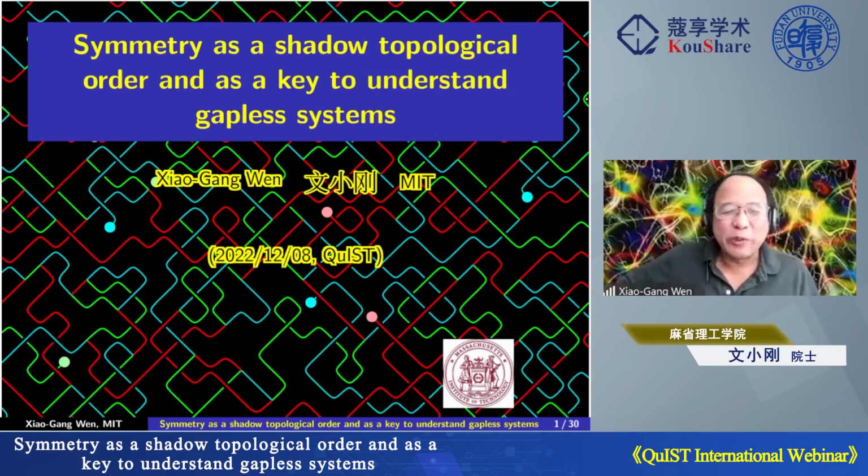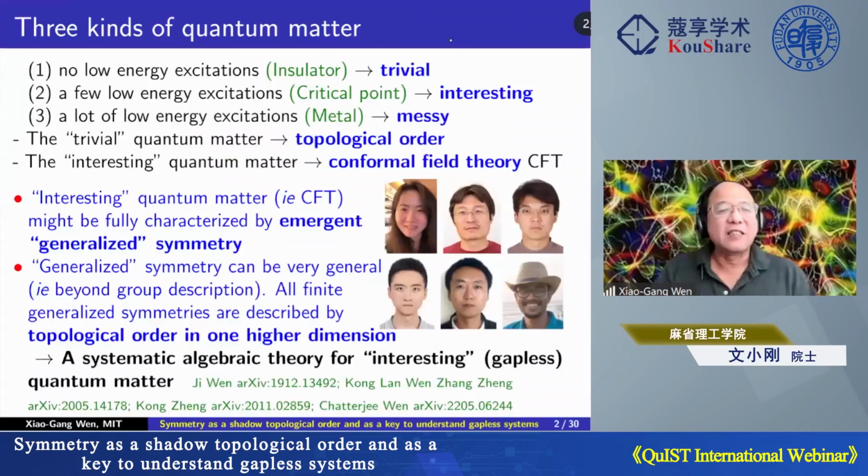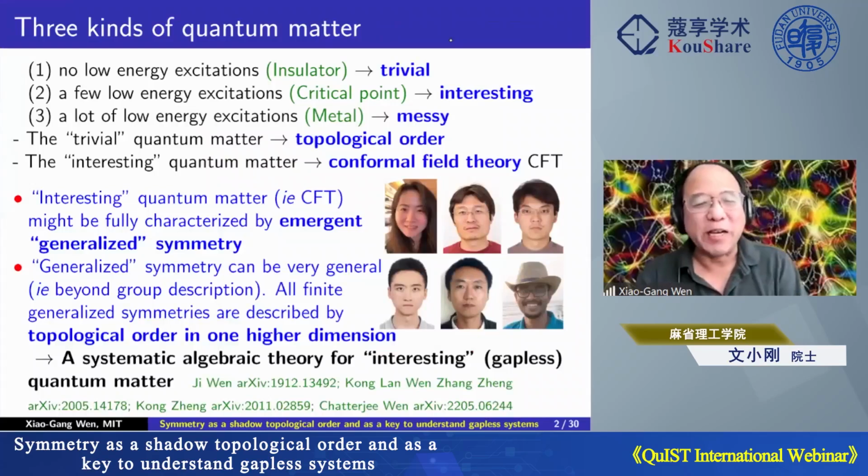And today I'm going to talk about some kind of new way to do quantum field theory and to understand the gapless state in a very systematic way. So we know that there are three kinds of quantum matter.